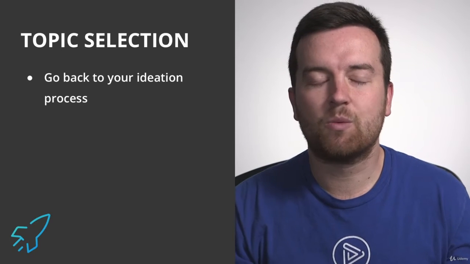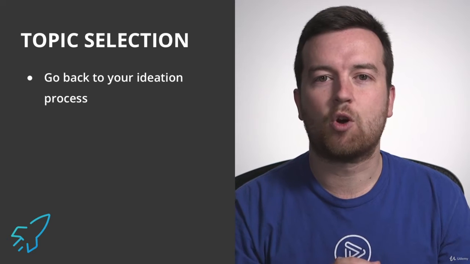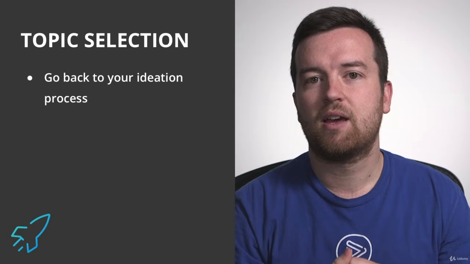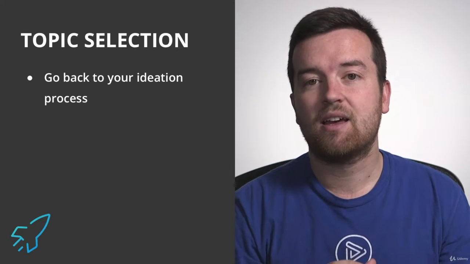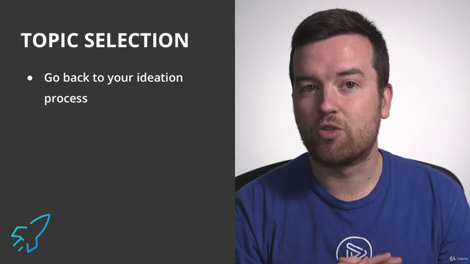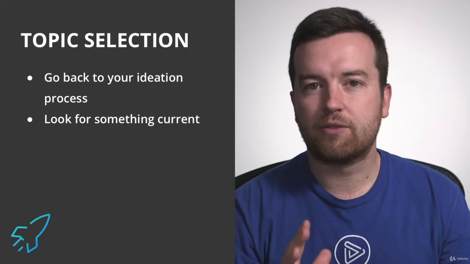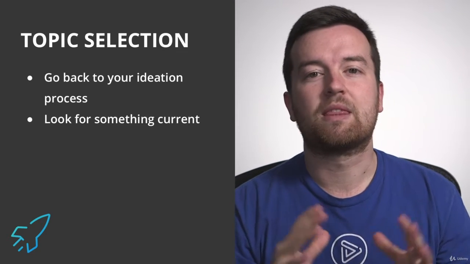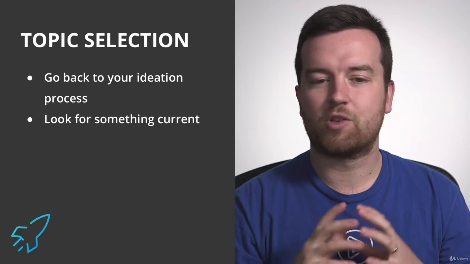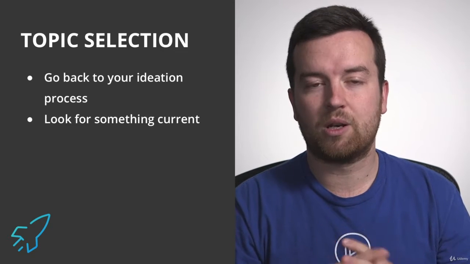With topic selection, we've talked a lot about this in this course. So you really just have to go back to your ideation process. If you have that swipe file of documents and links or ideas, go back to that and pick your top article ideas and start with those ones. When you're looking at those topics, you want to make sure that you're thinking of something that's current or something that's completely evergreen. So it doesn't matter if someone's looking for it today or in a year from now or 5 years from now, it's still going to be relevant.